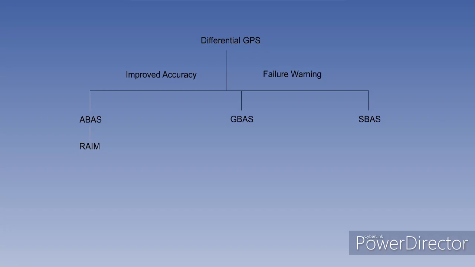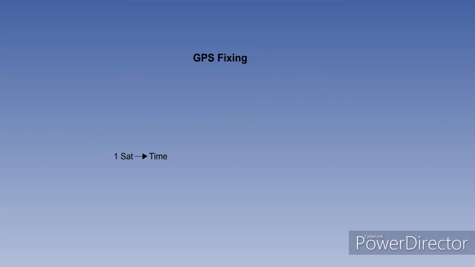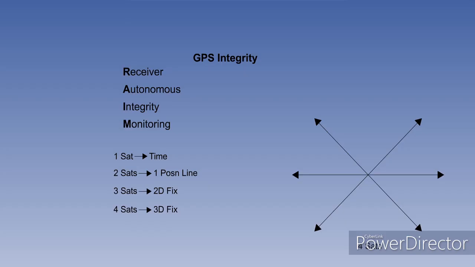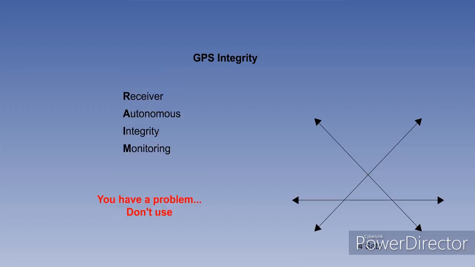Let's see why it's 5. 1 satellite gives you accurate clock time. 2 give you a single position line. In reality, they would be curved ranges, but we're drawing them as straight lines for simplicity. 3 give you a 2-position line fix, but no cross-check. 4 give you a 3-position line fix. The third one would give you 3D fixing. But what if one of them is in error? You're going to get a large cocked hat. RAIM will not permit you to use this fix.